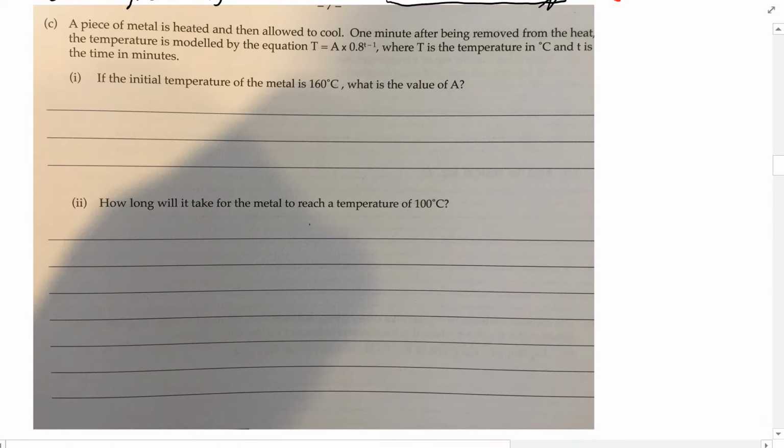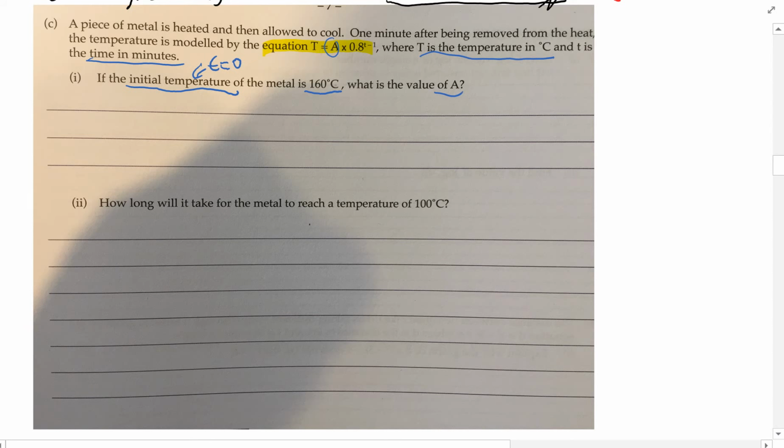A piece of metal is heated and then allowed to cool. 1 minute after being removed from the heat, the temperature is modelled by the equation T equals A times 0.8 to the power of t minus 1, where capital T is the temperature in degrees Celsius and little t is the time in minutes. Okay, now the initial temperature, that means the time when t equals 0, that's what it always means, of the metal is 160 degrees Celsius. And we need to find the value of A.